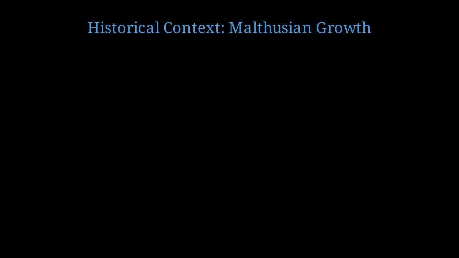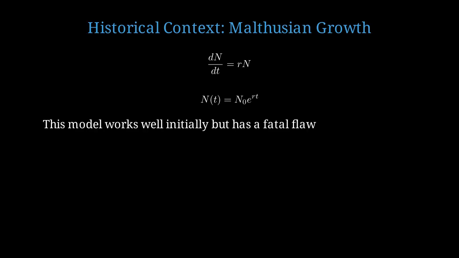In the late 1700s, Thomas Malthus proposed that populations grow exponentially when resources are abundant. The Malthusian model says that the rate of population change equals R times N, where R is the intrinsic growth rate and N is the population size. This differential equation has the solution N(t) equals N_0 times e to the Rt, which is pure exponential growth. This model works remarkably well for early population data, but it has a fatal flaw that becomes apparent over longer timescales.